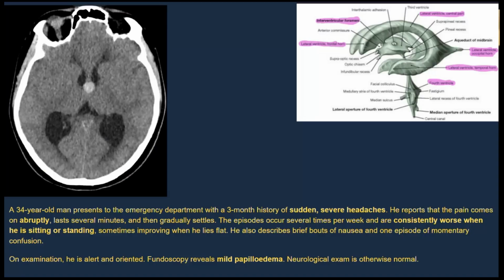It's from a 34-year-old man who presented to the emergency department with 3 months of sudden severe headaches. He reports that the pain comes on abruptly. It lasts several minutes and then gradually settles. He has these episodes several times a week, which are consistently worse when he's sitting or standing. The pain sometimes improves when he's lying flat, and he describes brief bouts of nausea with one episode of momentary confusion. On examination, he's alert and oriented. His fundoscopy showed mild papilledema, but his neurological exam is otherwise normal.